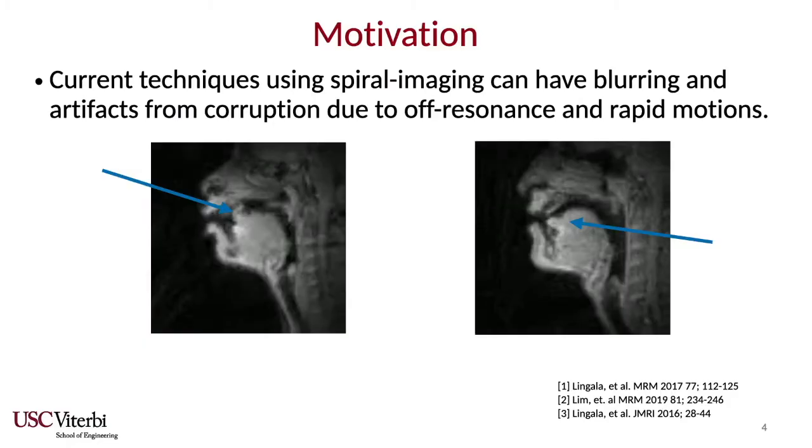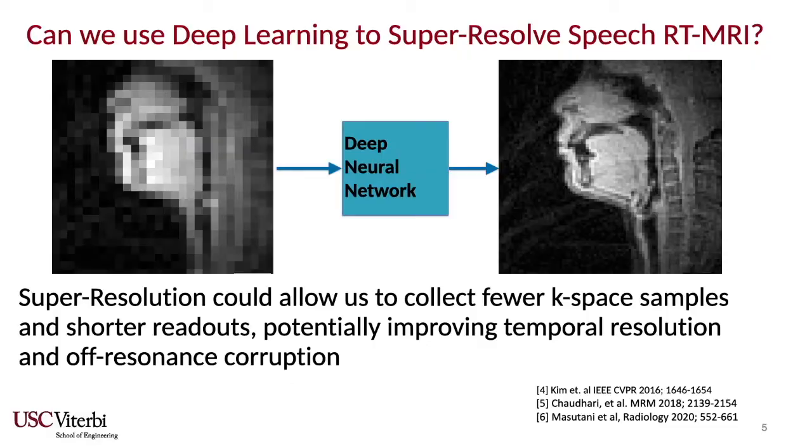Current techniques, using spiral imaging, can have some blurring and artifacts from corruptions due to off-resonance as well as rapid motions. In these images, we can see examples of this where rapid tongue motions cause blurring as well as artifacts. The question that this work poses is, can we use deep learning to super-resolve speech real-time MRI?